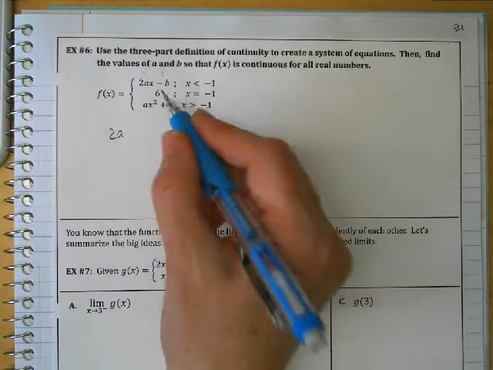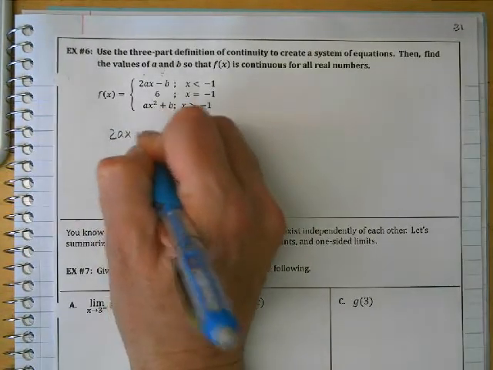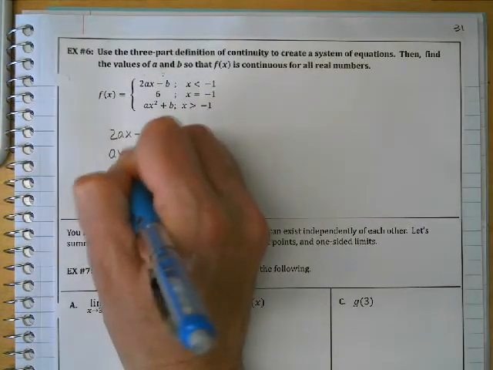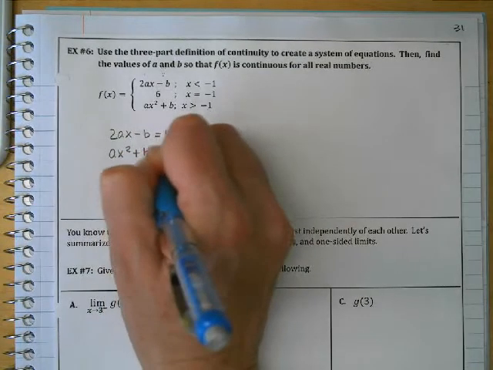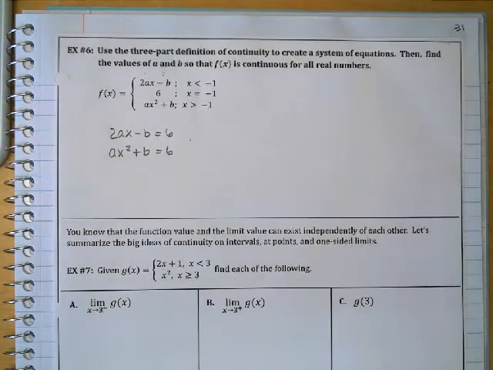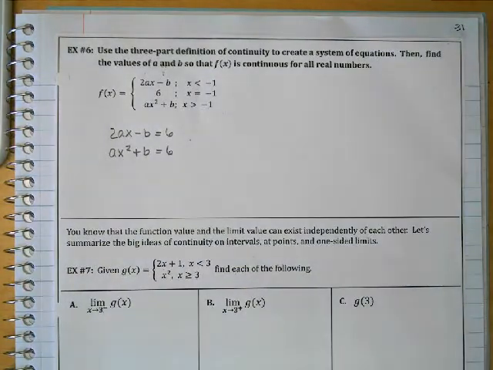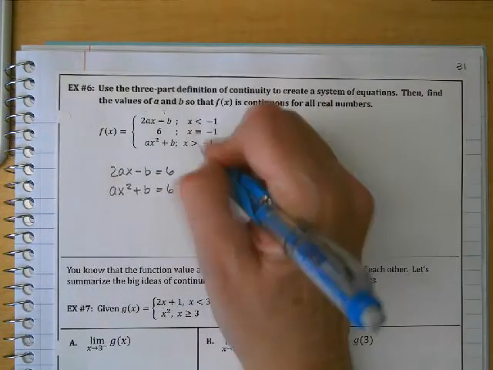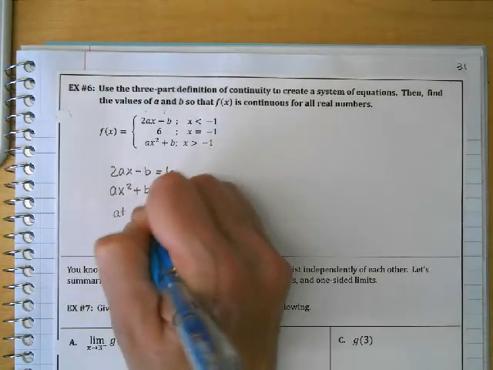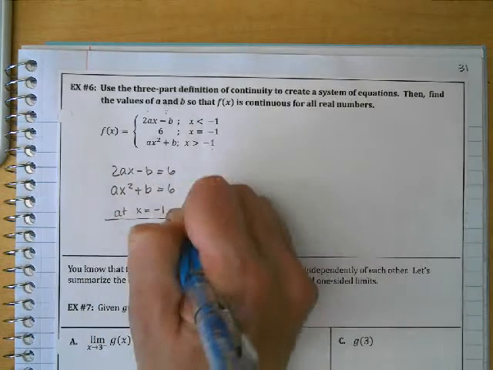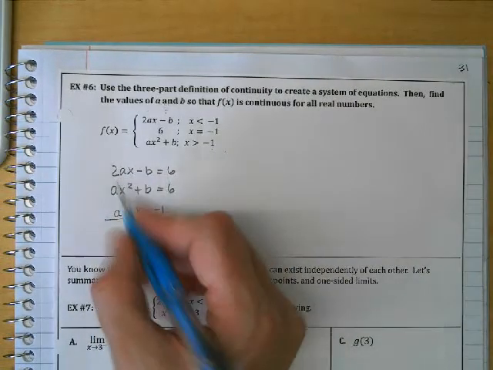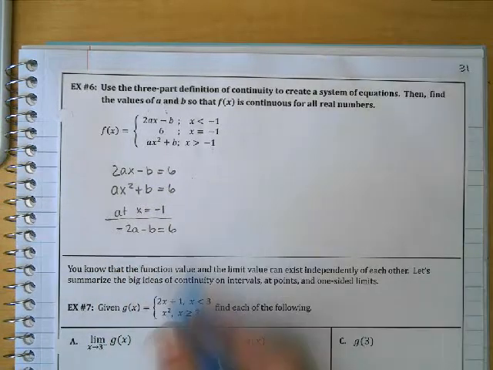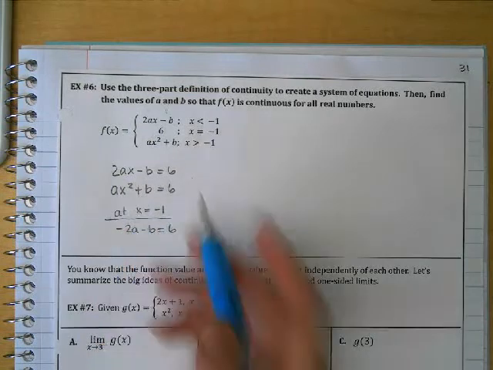2ax minus b has to equal 6, and ax squared plus b has to equal 6. It has to equal 6 at the point x equals -1. So at x equals -1, this would be -2a minus b, and this would be a plus b.